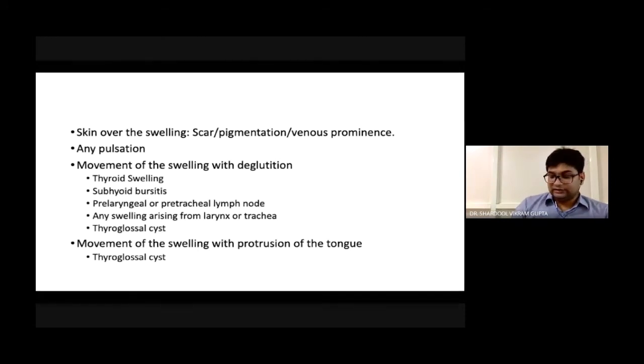You will not say this in history, because history is what the patient tells you and what you infer from whatever the patient is telling you. The patient will never tell you that my swelling is moving with deglutition. So one of the common mistakes you people make in the exam is that you say in the history itself that the swelling is moving with deglutition. It is one of the important findings which you will demonstrate in the examination, not in the history. Are you getting my point?